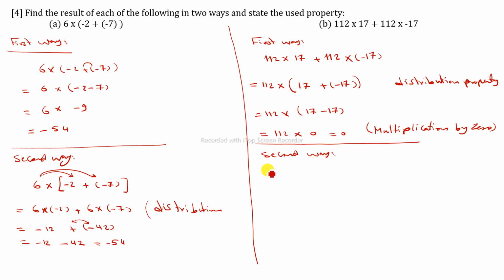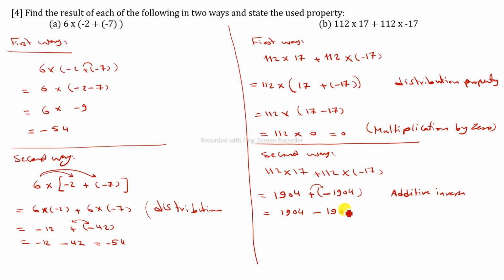في the second way هنحسب عادي خالص 112 times 17 plus 112 times negative 17. طبعا لو حسبنا ده، you can use a calculator to get the value. 1904، هنا 1904. طبعا positive times negative negative. نكمل. طبعا هنا ده وده additive inverse for each other، additive inverse property. يبقى كده 1904 minus 1904 which is equal to 0.